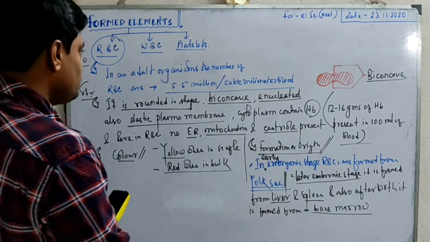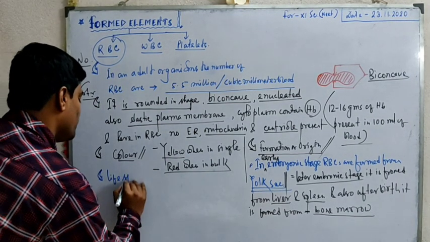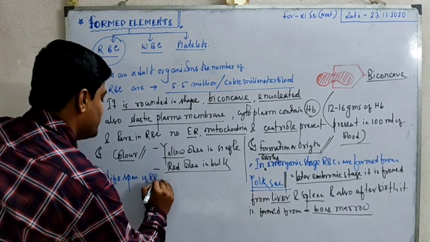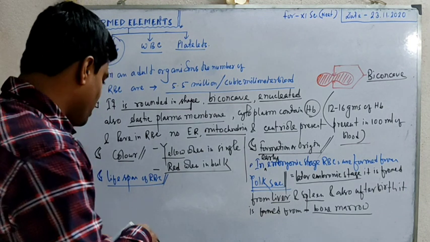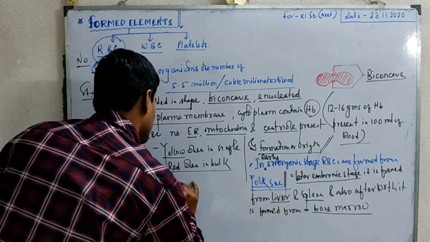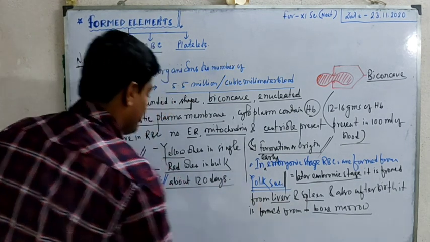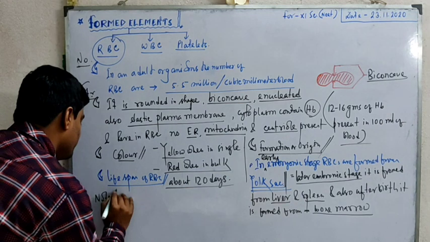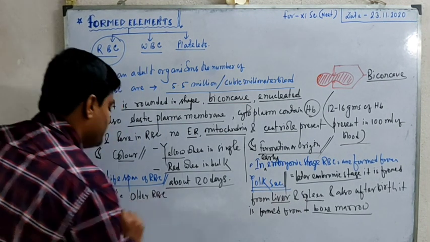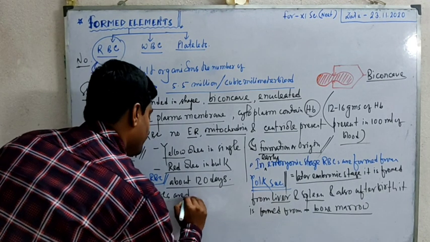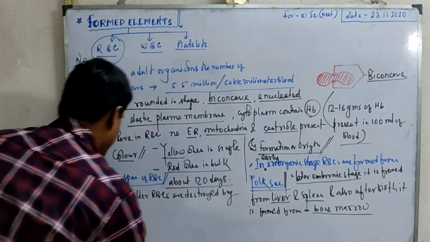Next is the life span of RBC. Life span of RBC is frequently asked in different exams: about 120 days. And a very good point to be noted is that older RBCs are destroyed by the spleen.